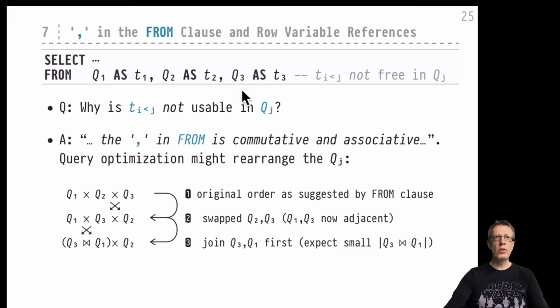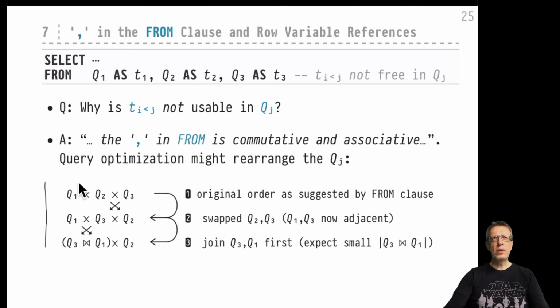The answer to this conundrum is that the comma in the from clause may suggest left to right evaluation, but indeed it's a commutative and associative operator. It allows the database systems to freely arrange these table clauses inside the from clause. So in the actual evaluation order, Q2 might come first and Q1 last maybe. And if this is the case, then T1 is not bound yet when we evaluate Q2. I've depicted this down in the slide here.